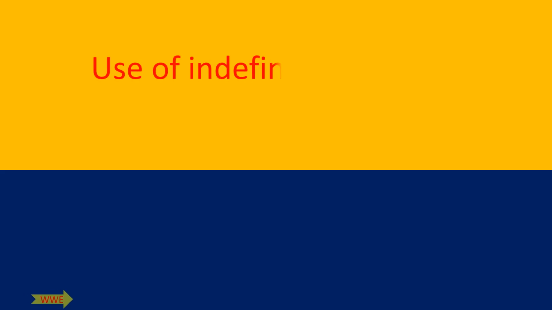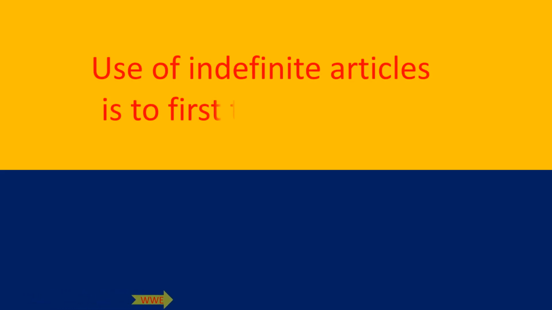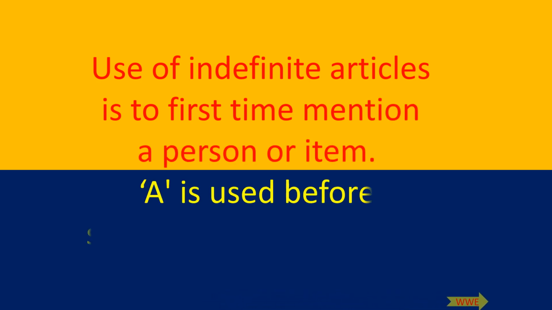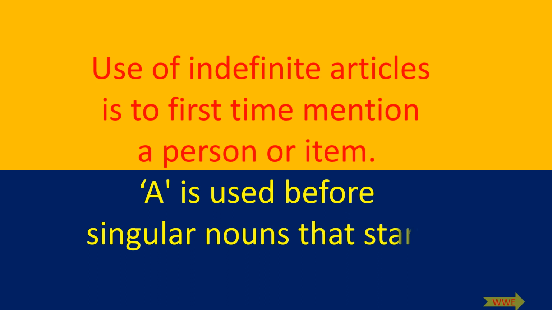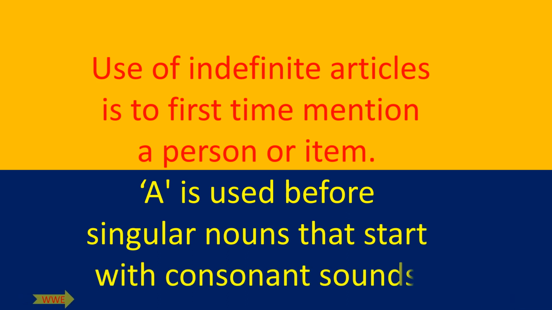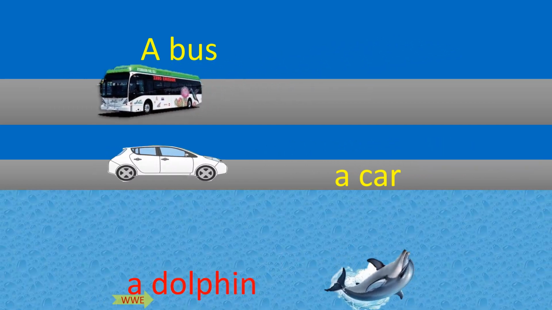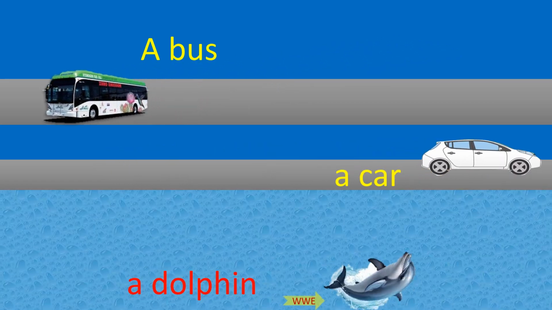Indefinite articles are used for the first-time mention of a person or item. A is used before singular nouns that start with consonant sounds. A bus, a car, a dolphin.